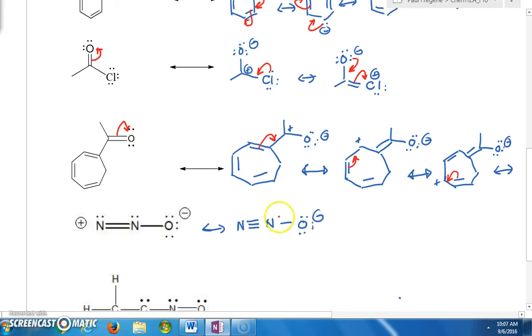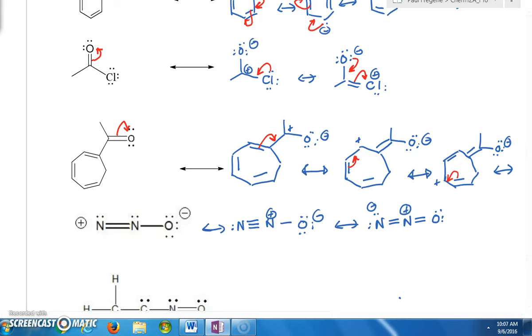We have a positive charge here, and a lone pair there. Then we now have a lone pair next to a pi bond, an atom that bears a pi bond. We can move that as well. So I have a negative charge here.